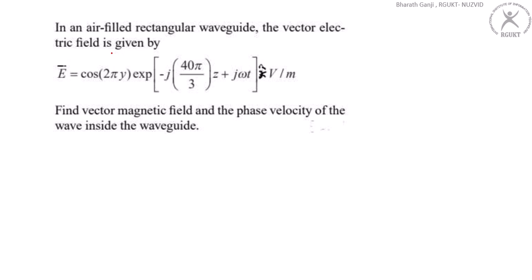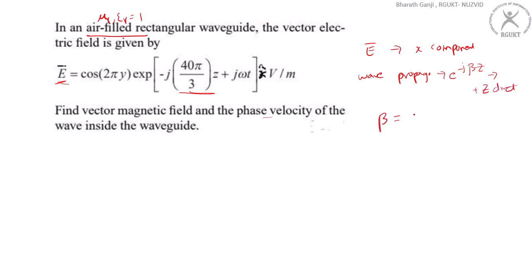So in this, again, the waveguide is said to be air filled, so mu r and epsilon r values are equal to 1, and the electric field expression is given, and they are asking you to calculate the vector magnetic field as well as the phase velocity. So here, first of all, if you look at the standard format, it looks like the complete electric field vector is given and the electric field has an x component, okay, and I can see there is e power minus j beta z, so it is a z direction propagation.